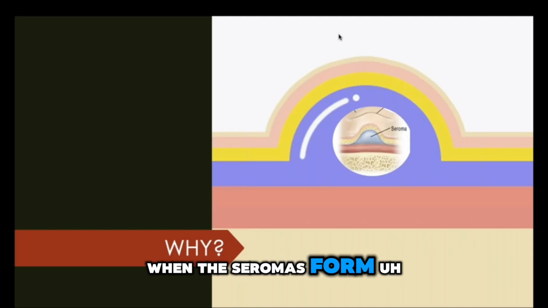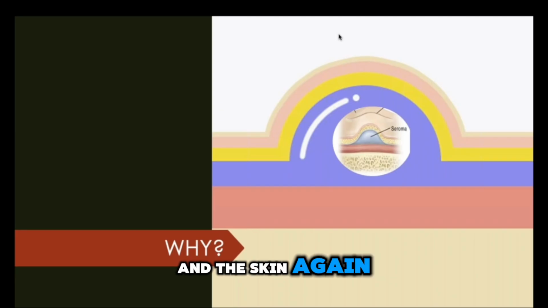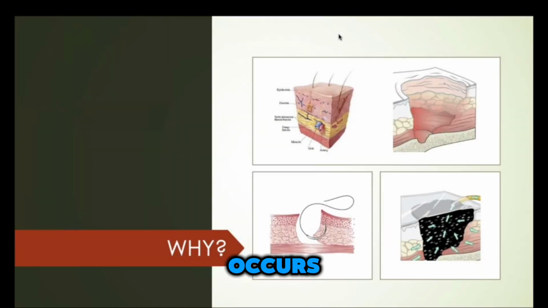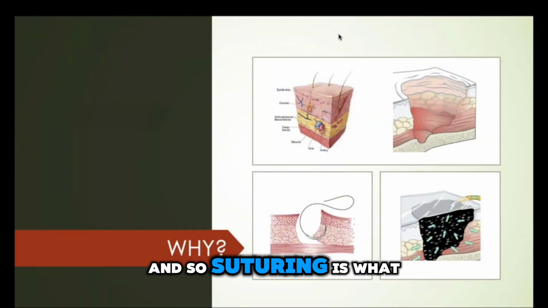When these seromas form between the subq and the muscle layer, especially, or between the subq and the skin, again, this separation of tissue planes occurs, and we need to make sure that we can get those tissue planes back together again. And so suturing is what we're good at. That's what we do all day long.